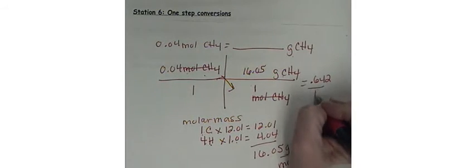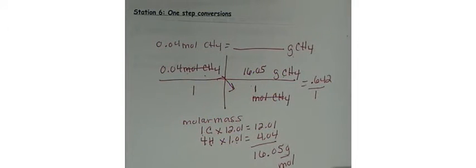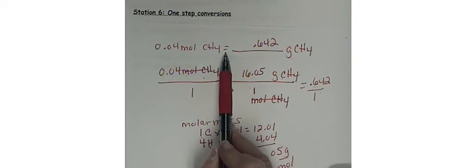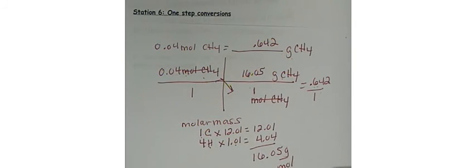Okay, then you cover up your top row and you multiply your bottom row. 1 times 1 gives me 1. And then you divide at the end. And so 0.642 divided by 1 is 0.642. So 0.04 moles is equal to 0.642 grams of that compound. That's a very short tutorial on conversions.